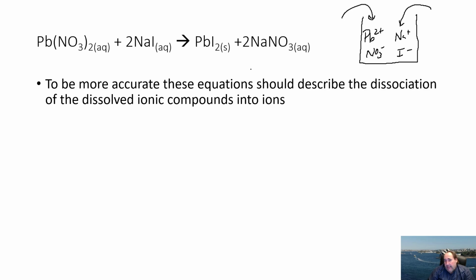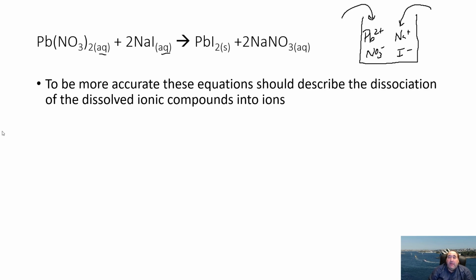All right, so in this particular case, we could write another equation, which is referred to as the total ionic equation, and this describes what's really happening. In this equation, anything that is a soluble salt, a strong electrolyte, and those are typically guys that have aqueous next to them, will 100% break apart into ions. Anything that is a solid, a liquid, or a gas will stay together. And anything that's a weak electrolyte will also stay together and not break apart into ions.